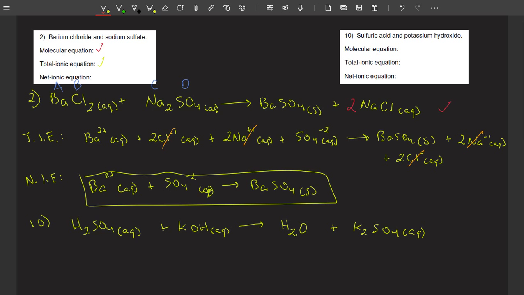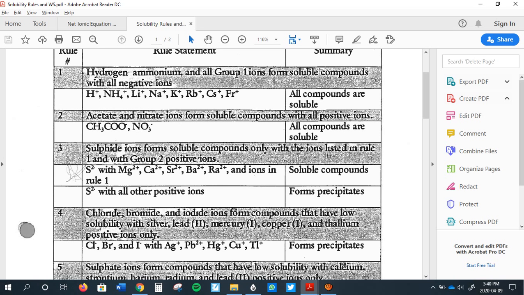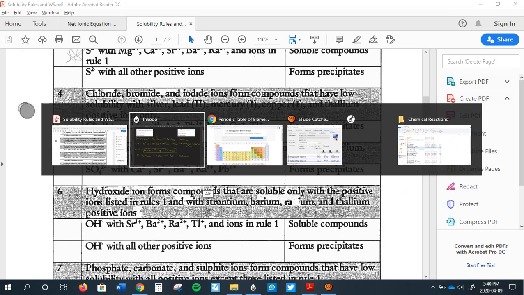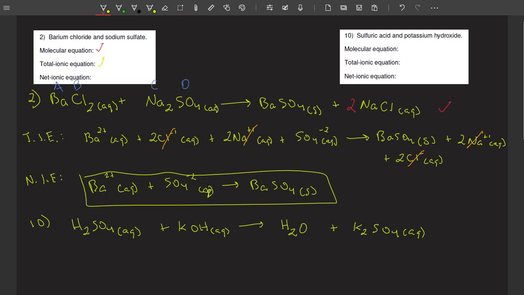Okay, we can double check. Let's go to solubility rules. Sulfate ions, remember it's potassium sulfate. Sulfate ions, rule 5, form compounds that have low solubility only with these ions here. Potassium is not on that list. That means it is soluble. Okay, so this is our skeleton equation.